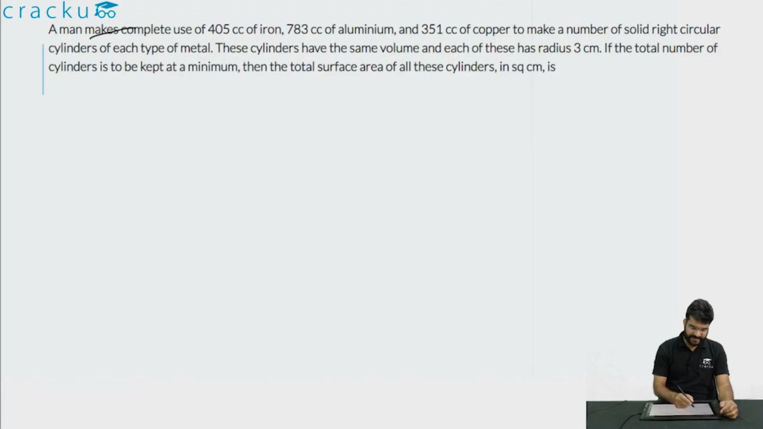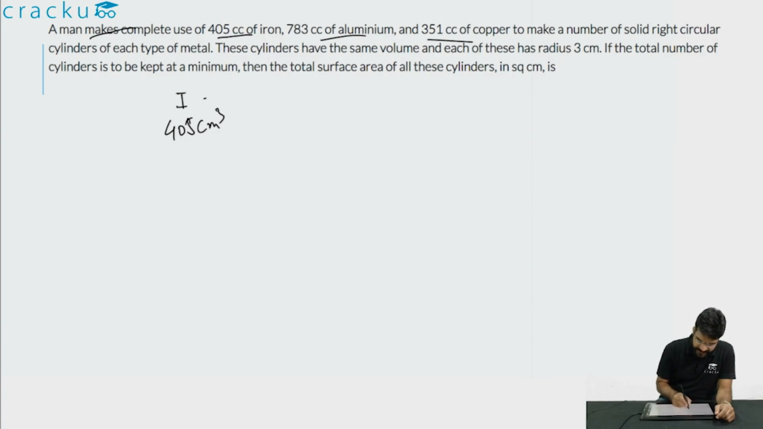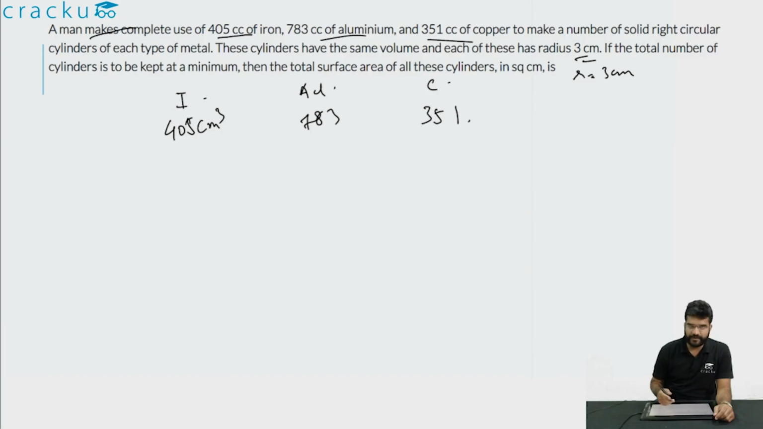A man has three metals, iron, aluminium and copper. So the volume of iron is 405 centimeter cube, volume of aluminium is 783 and volume of copper with him is 351. Using these metals, he is making small cylinders. The radius of each of the small cylinders is 3 centimeters. We don't know the height. So we have to ensure that each of the small cylinders has the same volume.